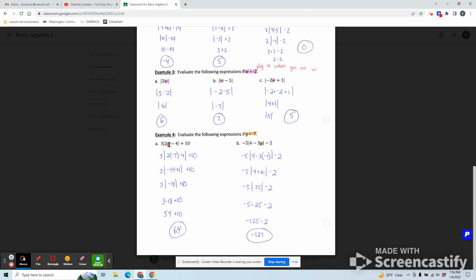Let's plug in -7 where we see g first. Let's do some multiplication. Remember, we're focusing on inside the absolute value. 2 times -7 is going to give us a -14. -14 minus 4 is -18. Okay. Take the absolute value of -18 to get 18. Now that the absolute value bars are gone, I can do all the other stuff that was on the outside of my absolute values. So I can do 3 times 18 to get 54. Then I can add the 10 to get 64.